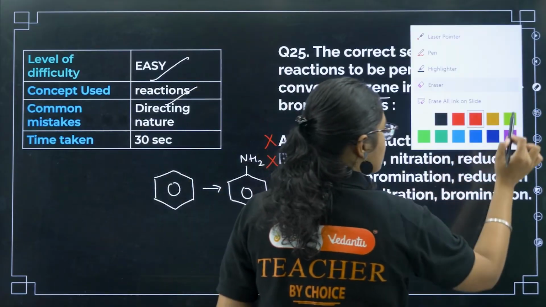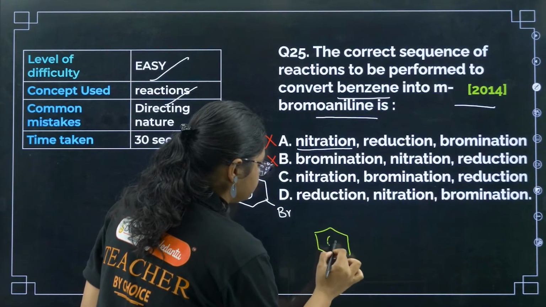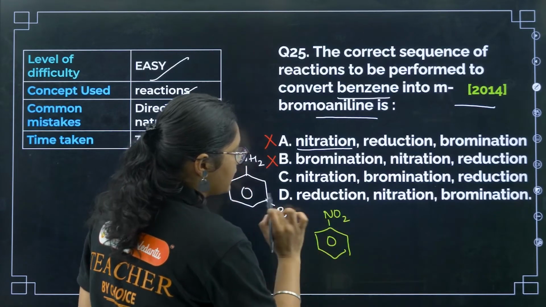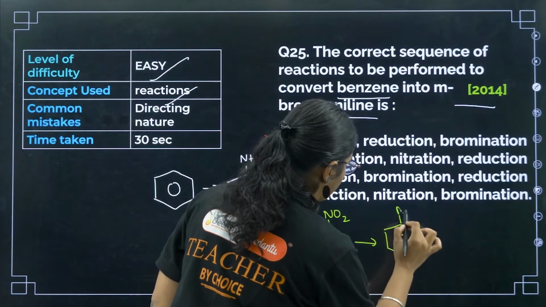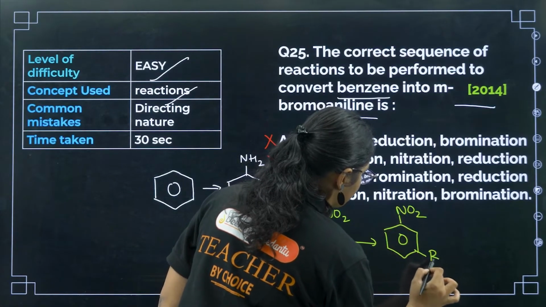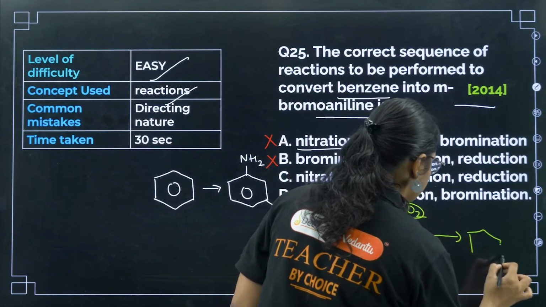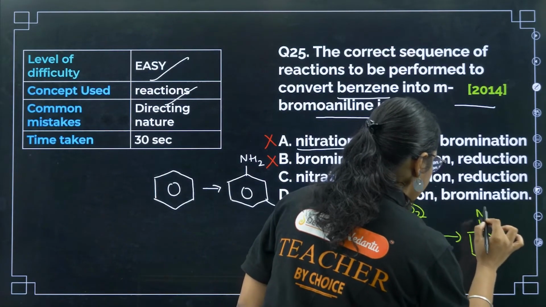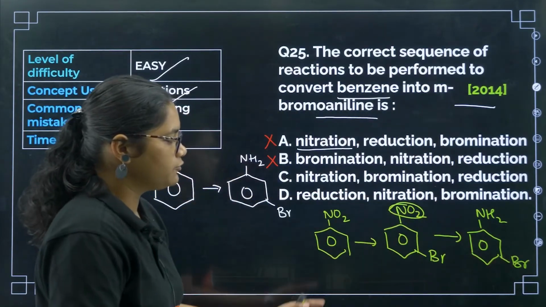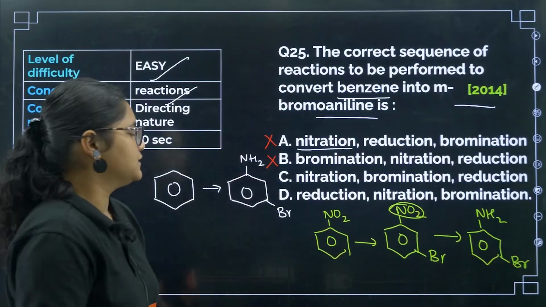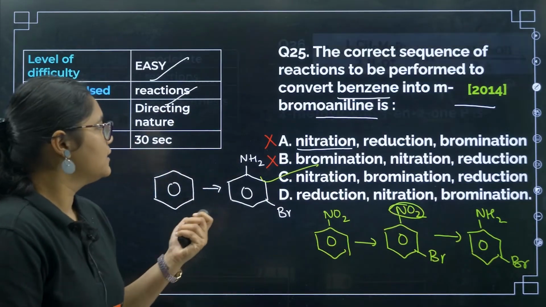Now let us see the next option. Nitration first, done. Then bromination. The NO2 group is an electron withdrawing, meta directing group, so bromine will come here, and then you do reduction. This NO2 group will be converted to NH2, with the bromine, right? So now if you see, this is what the question has asked. So the correct answer for this question is option C.